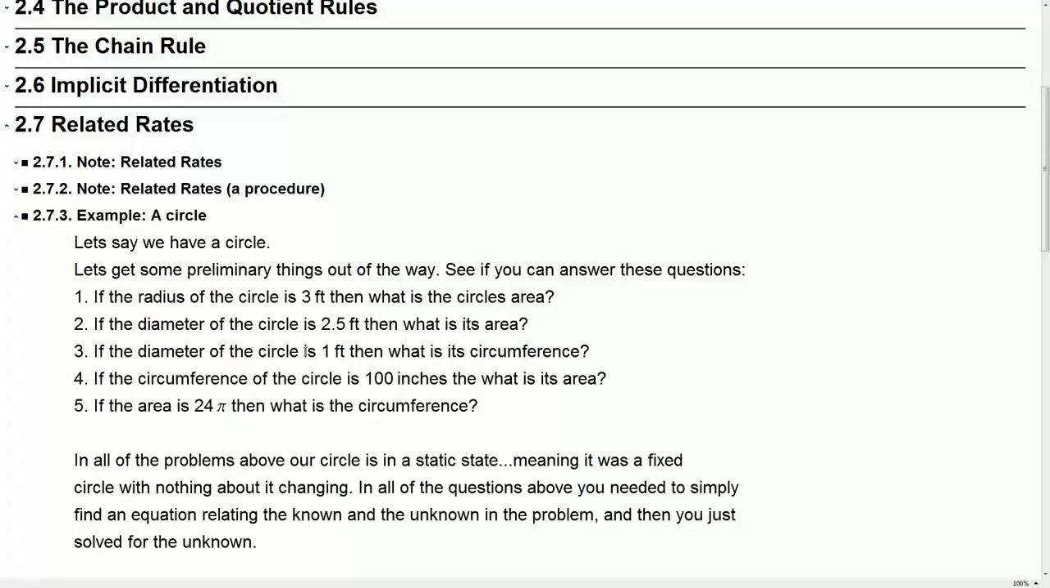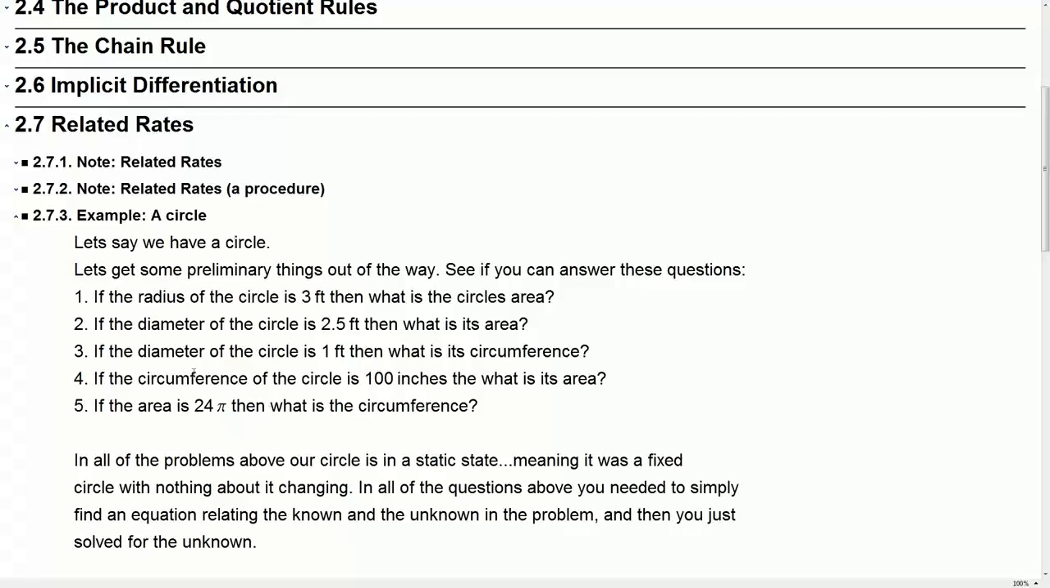If the diameter is 1 foot, then what's its circumference? So here you need to know the formula for circumference. If the circumference of a circle is given as 100 inches, then what's its area? So somehow the area and the circumference are related to each other. Can you figure out that relationship? And then the last one, if I give you the area of a circle, can you find its circumference?